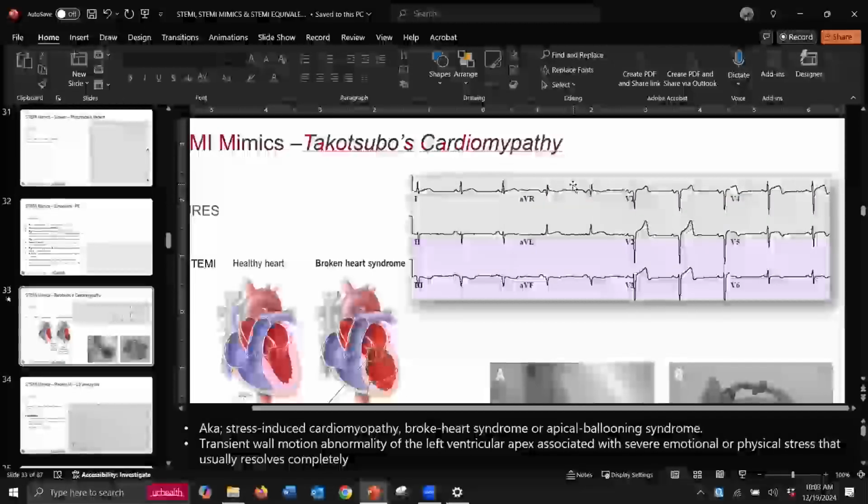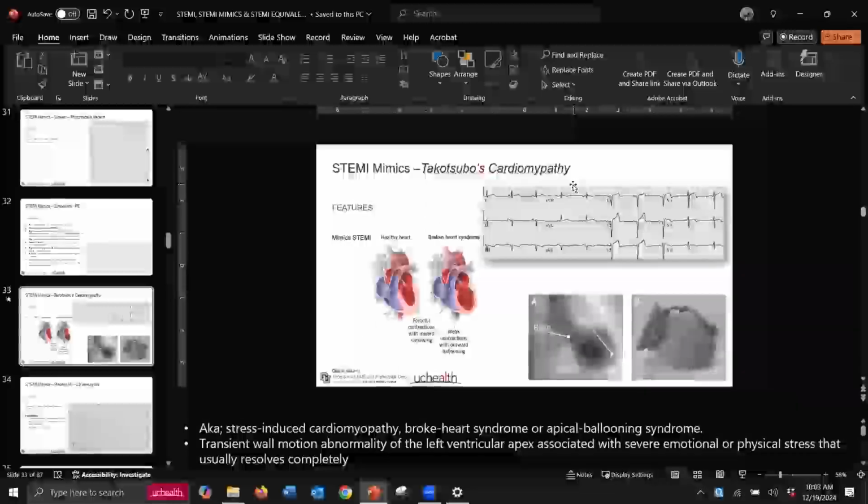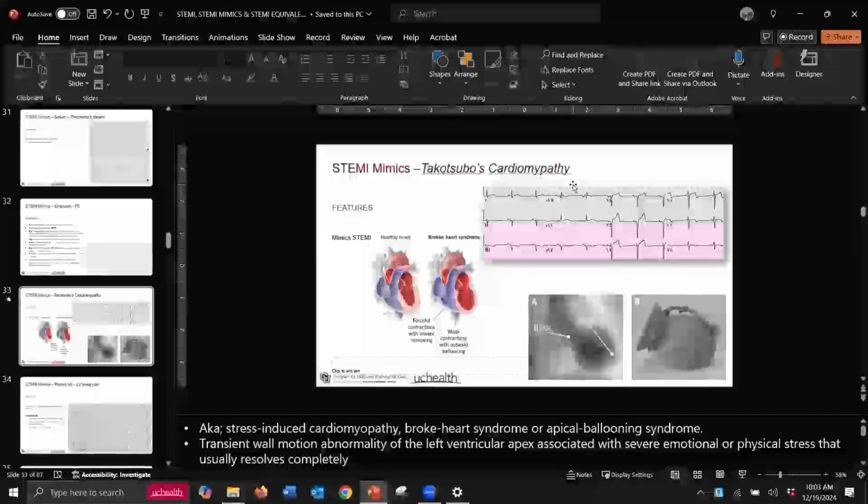We have dramatic ST elevation in V2 through V4. We look at that, we go, oh God, we alert. Not necessarily needs a cath lab. Cath lab's probably not going to do much for it. Probably do, hopefully, transesophageal echo and see that ballooning. What is the treatment for Takotsubo's cardiomyopathy?